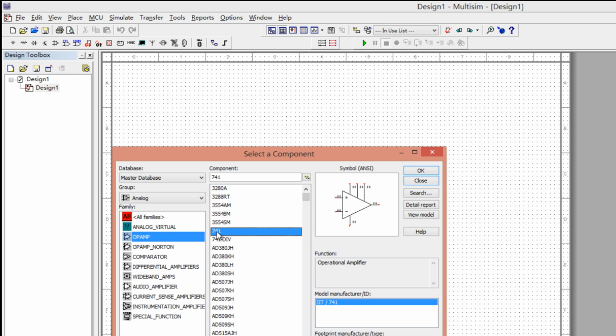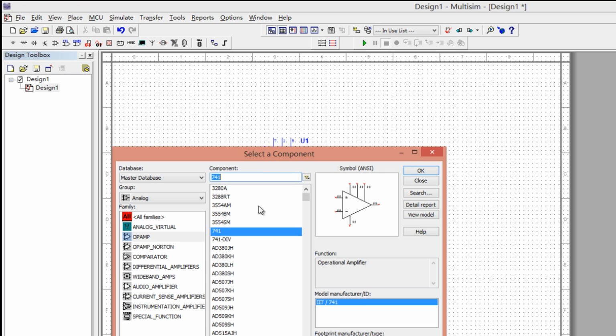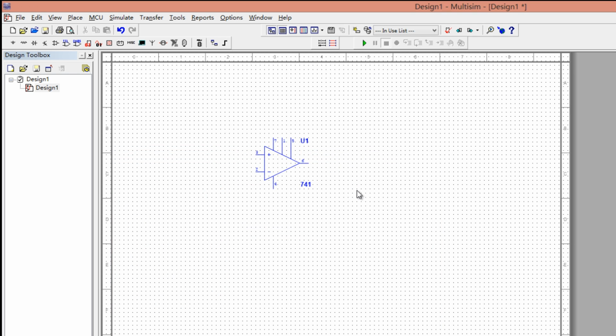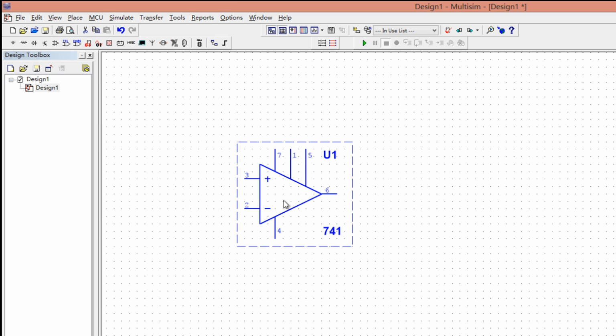Let's take 741 for example to introduce some typical parameters of the op-amp. It's a 7-terminal circuit model, which means it has 7 terminals connected to the external circuit. You've known 3 of them. The first is the non-inverting input terminal, the second is the inverting input terminal, and the third is the output terminal. What are the other 4 footprint pins?